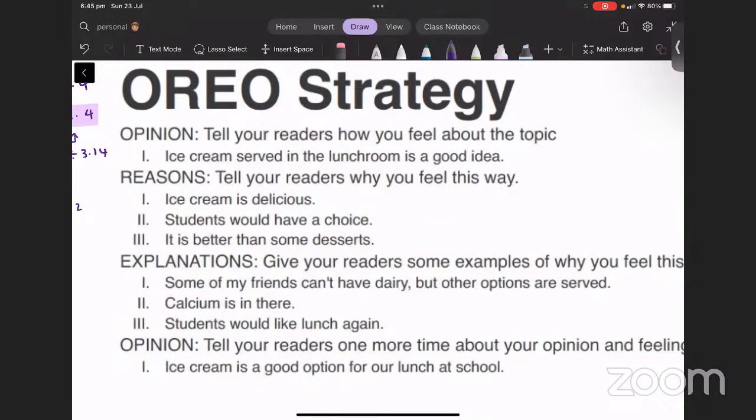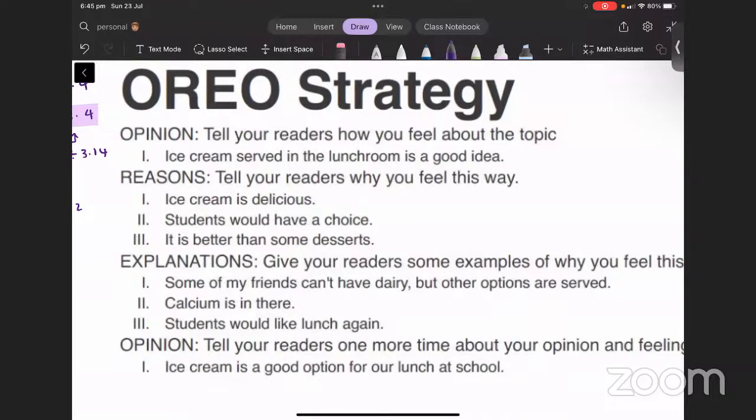Sometimes you can include a rebuttal, which is where you state one of the opposing side's arguments, and then you rebut it, saying why it's not good. We do it in school. Hopefully you all do that at school.